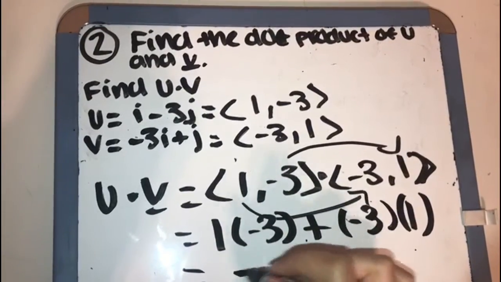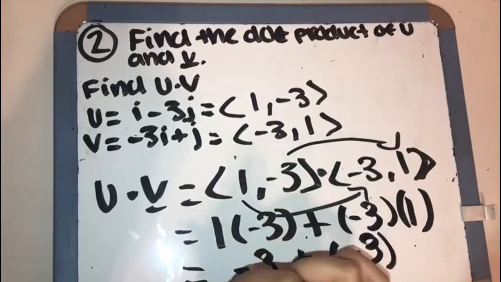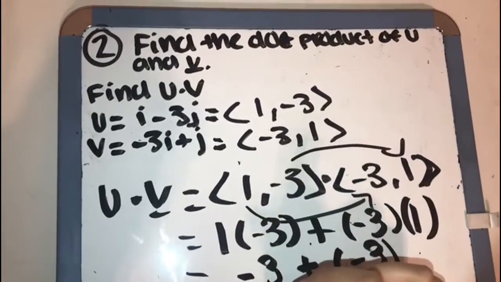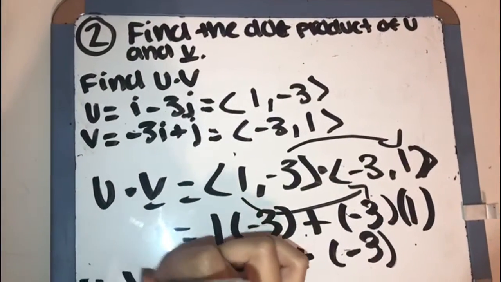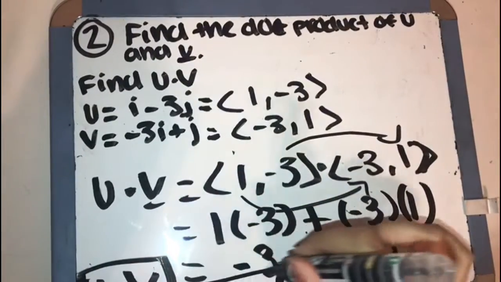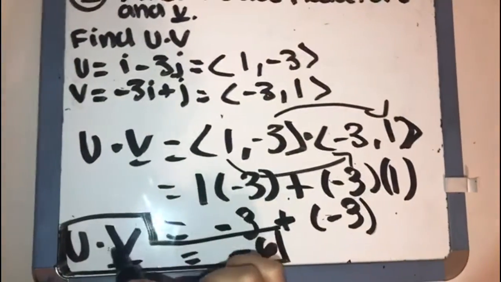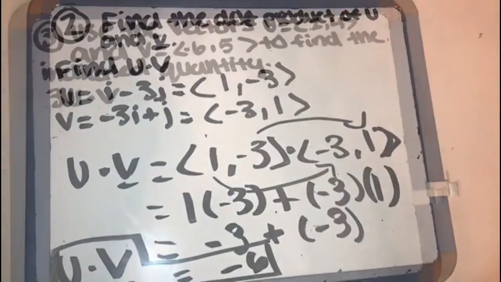So -3 times 1 is -3, obviously, and then -3 again. So -3 plus -3 equals -6. Now this is basically the last step of what you need to do in this problem. So u times v equals -6 in this problem.